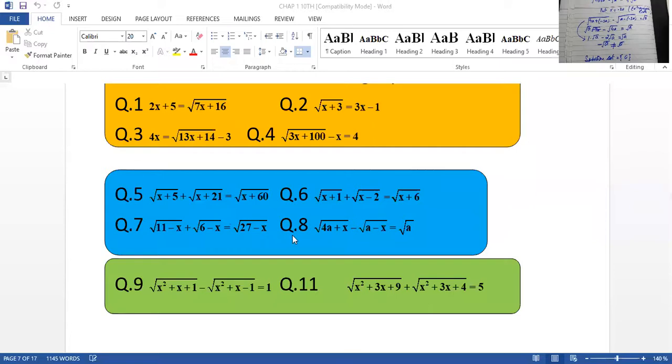Today I have solved question number 8 for you. Question number 6 and 7 are very much identical. 5, 6, 7, 8 are of one type of question. Now we are going to solve 9, 10 and 11. I have question number 9 and 11 right here. I will solve for you.